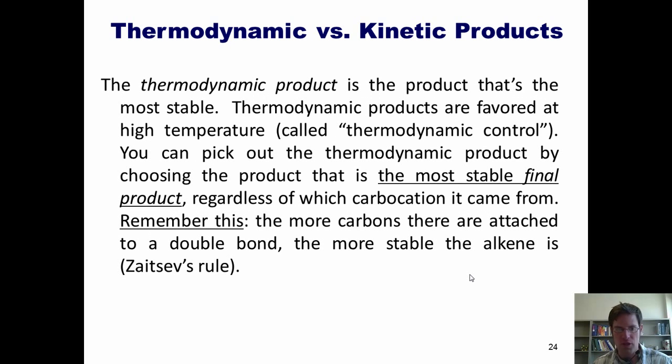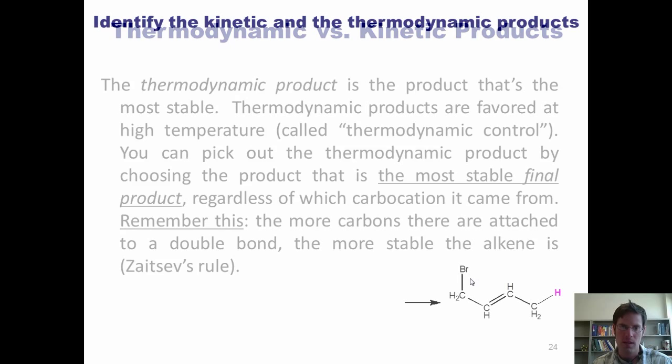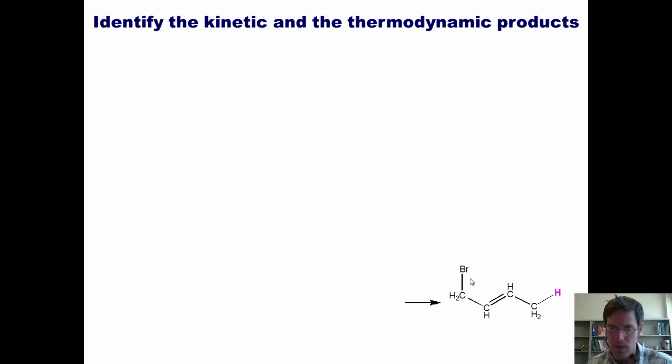Now, in contrast, the thermodynamic product is the product that's the most stable final product. Thermodynamic products are favored at high temperature, called thermodynamic control. You can pick out the thermodynamic product by choosing the most stable final product, regardless of which carbocation intermediate it came from. Remember this: the more carbons there are attached to a double bond, the more stable that double bond is. That's called Zaitsev's rule.